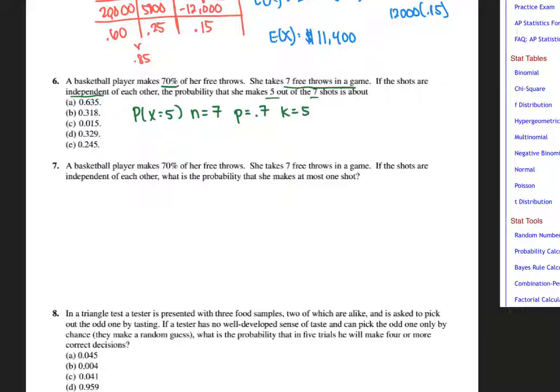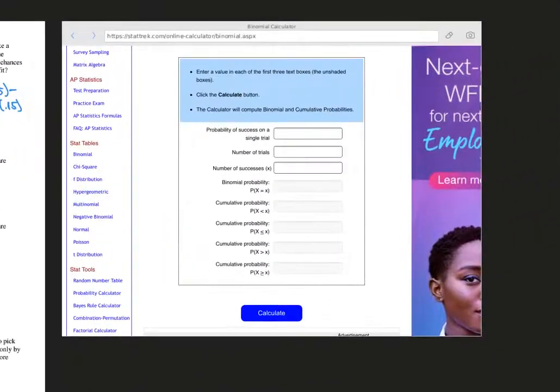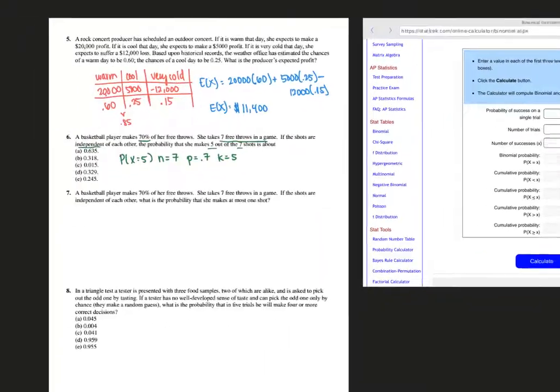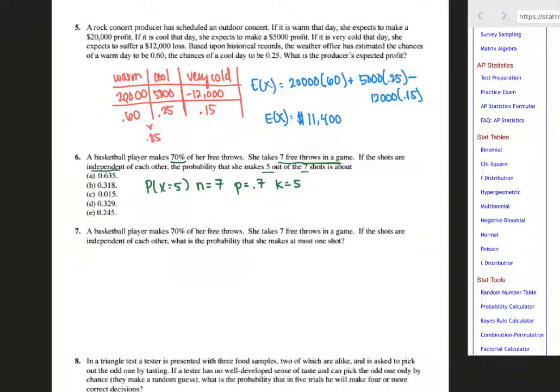So now we're going to go to our binomial calculator over here. We're going to type in our information. So probability of success on a single trial, that's going to be 0.7. The number of trials, she's taking 7 shots. And the number of successes we're interested in is 5. And we're going to look at this top row, so it's going to be 0.3176. And looking at our option choices, that's going to be 0.3188. So B is going to be the correct choice.